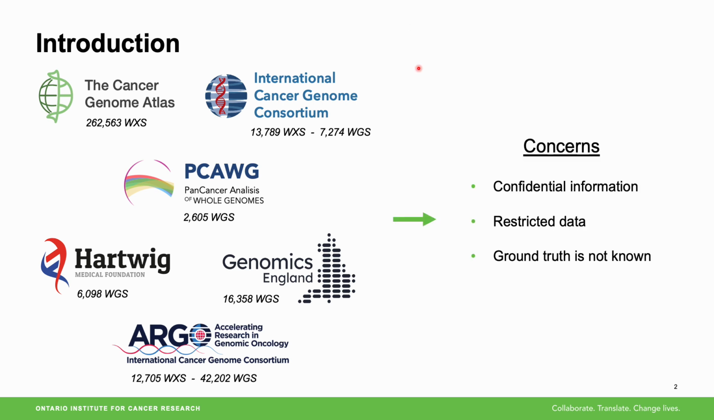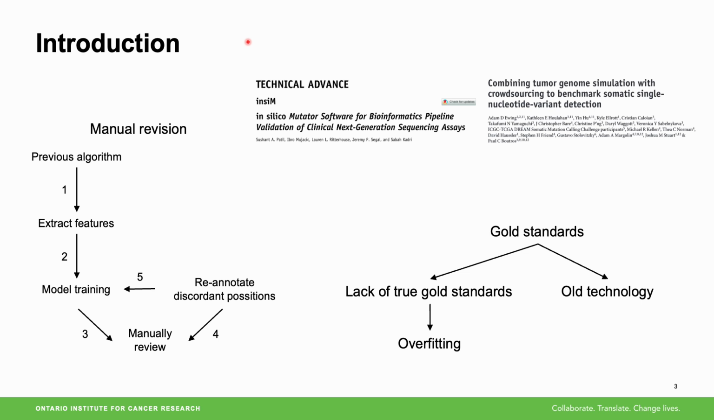However, this data contains confidential patient information and therefore access is restricted. In addition, although the tumors present in these repositories have been analyzed in depth, their ground truth is unknown, so it's difficult to use this data to develop new algorithms. Knowing the ground truth is very important for training and benchmarking cancer analysis pipelines.